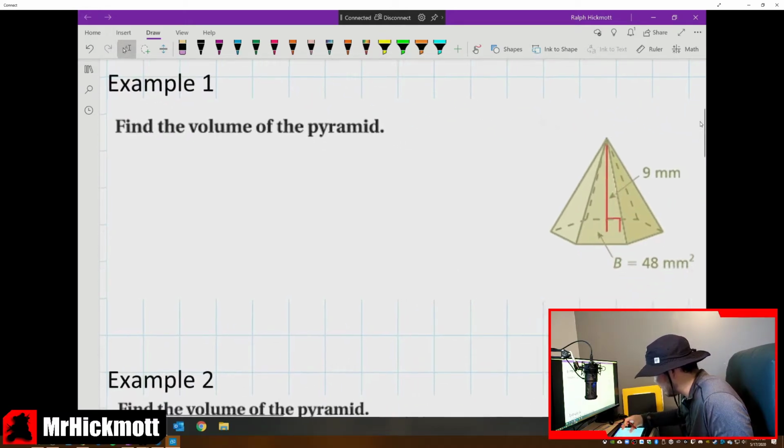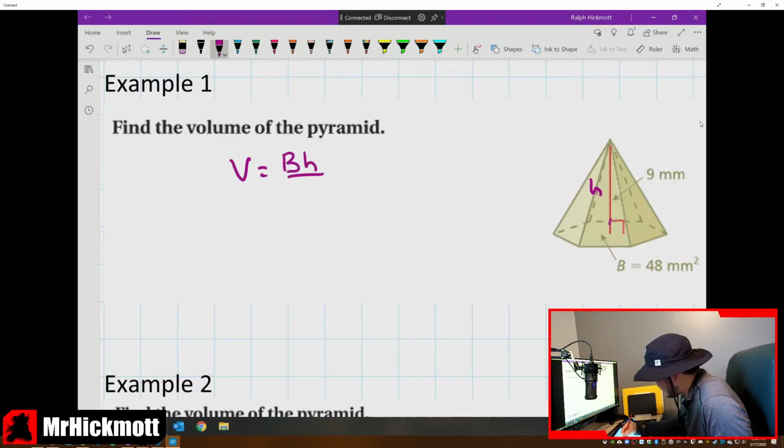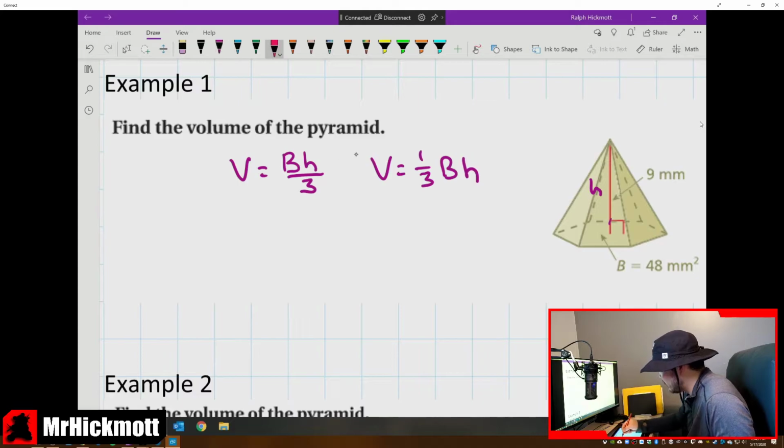Let's do something very standard, and you can see how quick this type of work really goes. What we have here looks like a hexagon, but we don't need to worry about the shape at the bottom. We just know that the area of the base is 48 millimeters squared, and we have a height of 9 millimeters. I'm going to use BH over 3. For this example I am going to show you both equations in tandem, so it's your choice which you want to use. Personally, it doesn't really matter. I use the 1/3 more often than not, just because I'm comfortable with fractions and I like them.